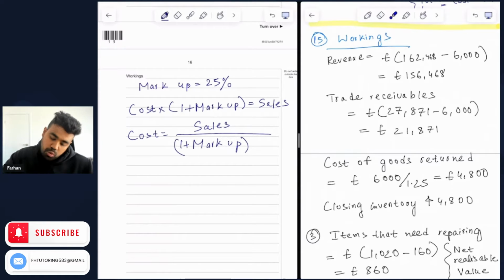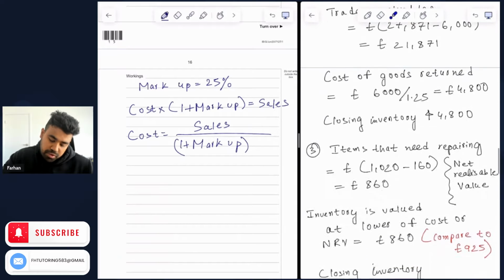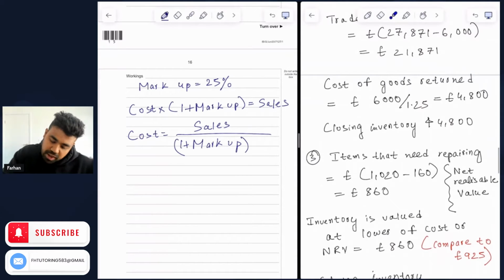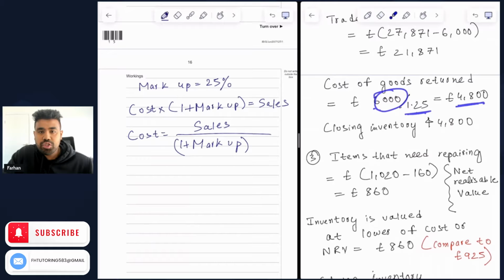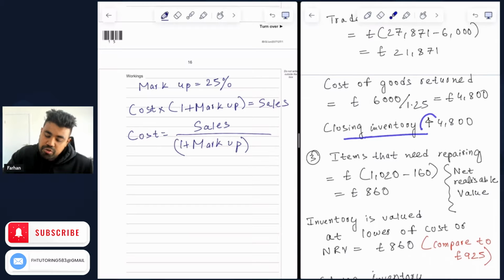Okay, so check the workings on the right hand side for cost of goods returned. So we know that the sales is £6,000 and the markup was 1 plus 25%, which is 1.25. So 6,000 divided by 1.25 gives us £4,800 for the cost of inventory that was returned to us by the customers, which means that when you prepare the income statement, you need to reflect this, which is increase the closing inventory by £4,800.